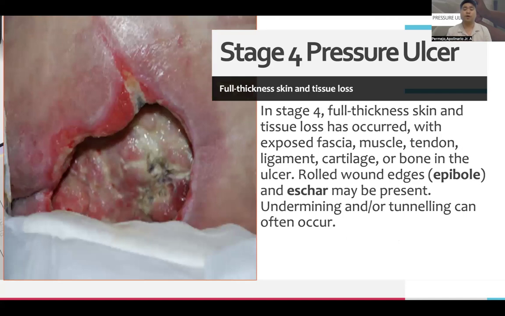In stage 4 pressure ulcer, the skin has full thickness damage, and tissue loss has occurred, even with exposed fascia, muscle, tendon, ligament, cartilage, or even bone in the ulcer. Epibole and eschar may also be present. And lastly, undermining and tunneling can often occur.